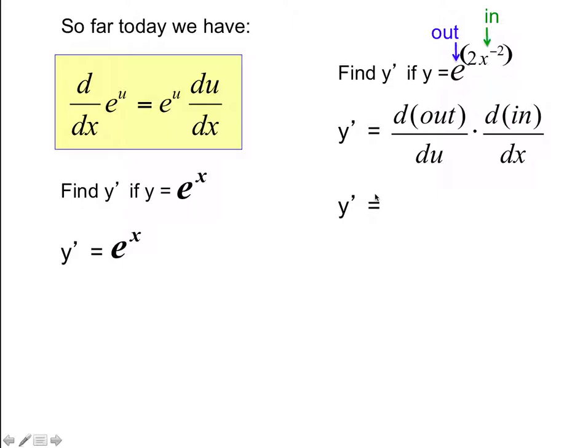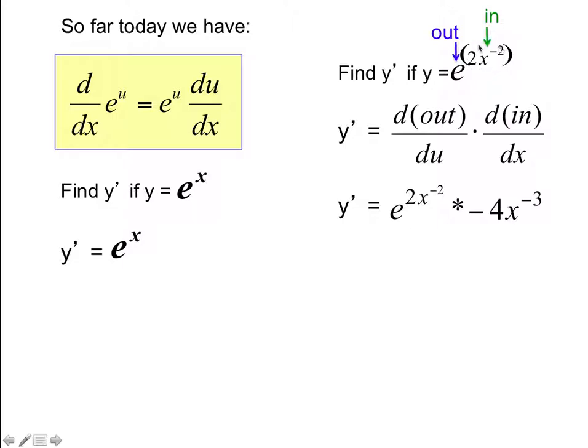So the derivative here is itself. So you just write what you see: itself times the derivative of the inside. So e to the x, the derivative is e to the x. E to the 2x to the minus 2 power, the derivative is e to the 2x to the minus 2 power times the derivative of the inside.